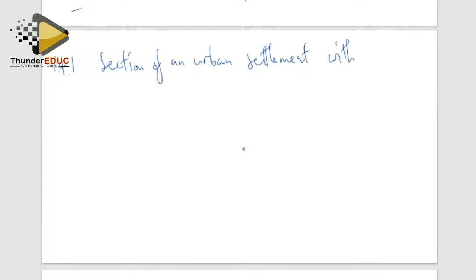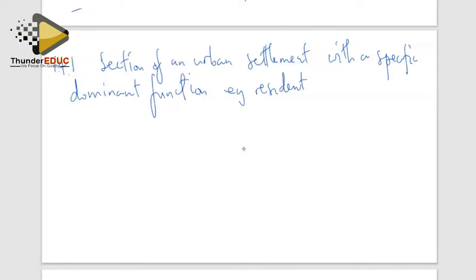with a specific dominant function. It's a section of an urban area that accommodates a specific dominant function, which means in that particular area, there is one activity that dominates in the particular area. For example, we can talk of a residential zone, which means that area is for housing. That is the dominant activity that is happening there. Or if you can talk of industrial, it's a zone, which means that area is specifically for manufacturing process.